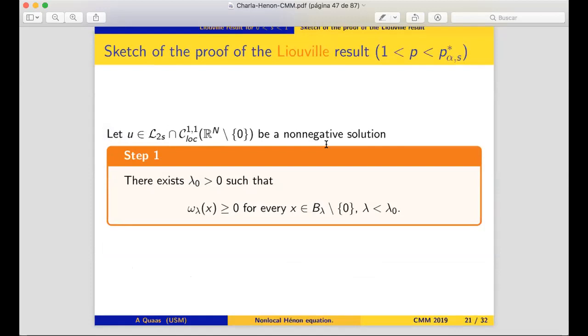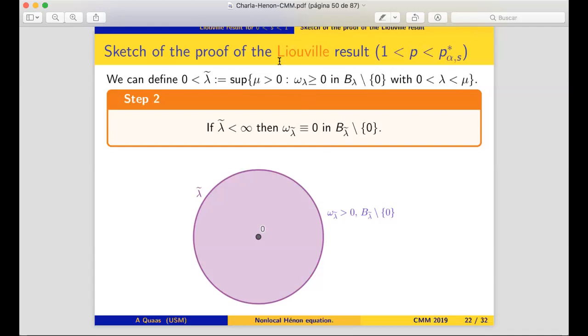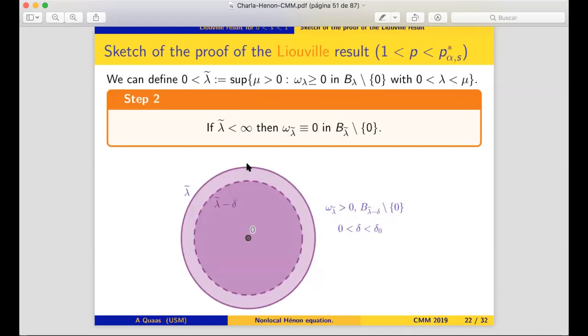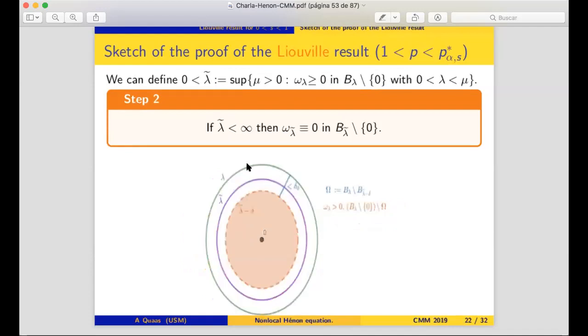The first step is that you can start moving planes, and then you define, as in the classical case, the supremum of the moving plane, the supremum where you can go so that W lambda is positive. Right, that's the difference between the two. So this is the supremum, and then of course if you assume that this number is finite, then you will reach a contradiction. How? More or less you do a little delta, a smaller delta, then inside, by the strong maximum principle, it is positive, and then you can go a little further with the lambda tilde. So here it is positive, and here this is narrow. So delta zero is small, which is this distance, and with this narrow domain you get a contradiction with the definition of the lambda.